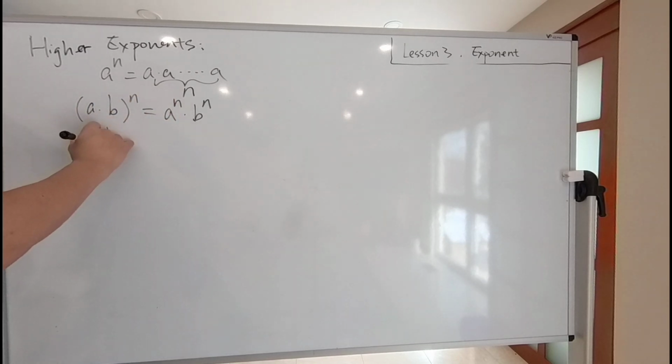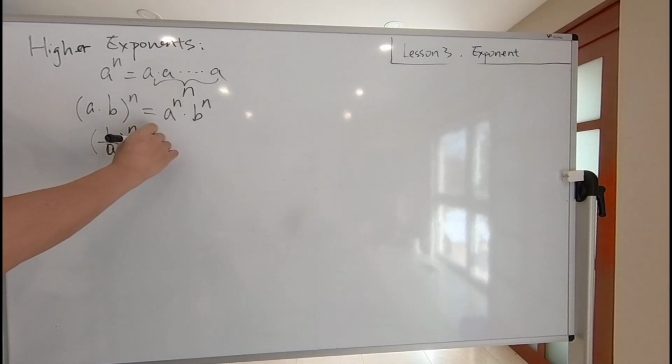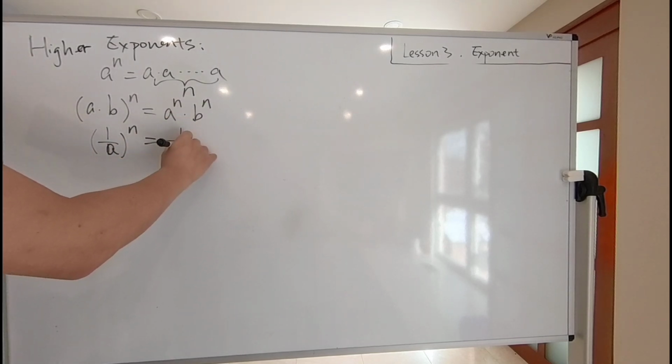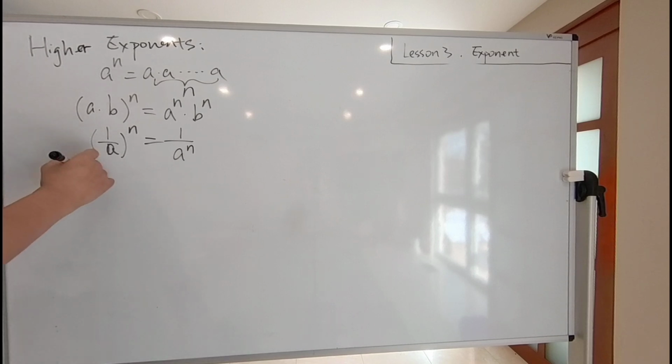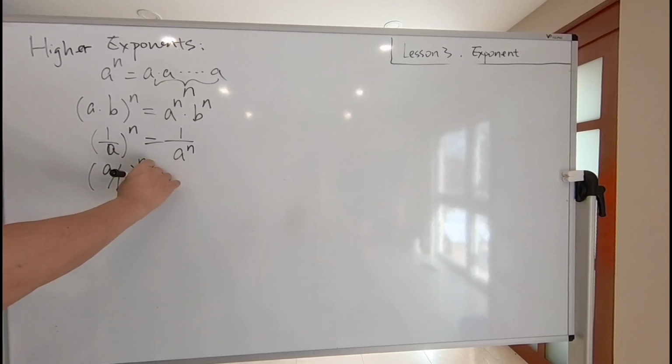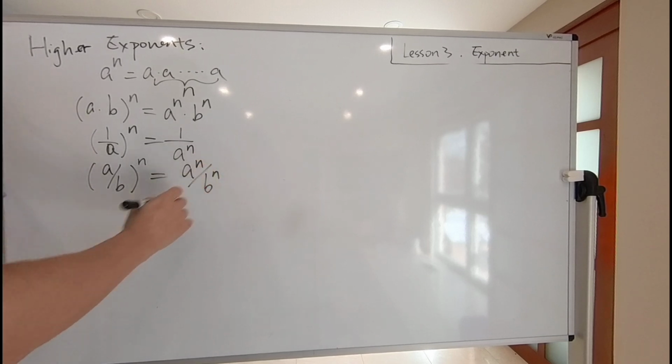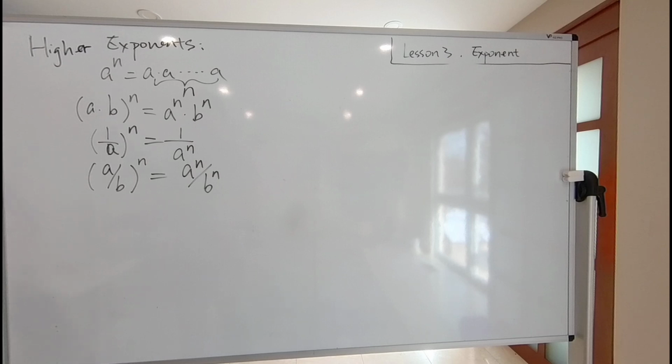And similarly, for reciprocal, (1/a) to the nth power is equal to 1 over a to the nth power. Similarly, instead of 1 over a, I have fraction form a over b. It equals a to the nth power over b to the nth power. So this is just a similar conclusion expanded from square to the nth power, and it's still true.